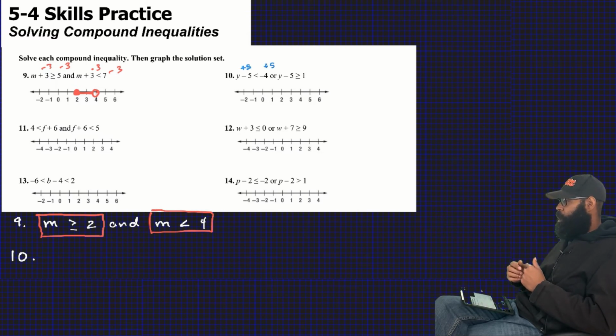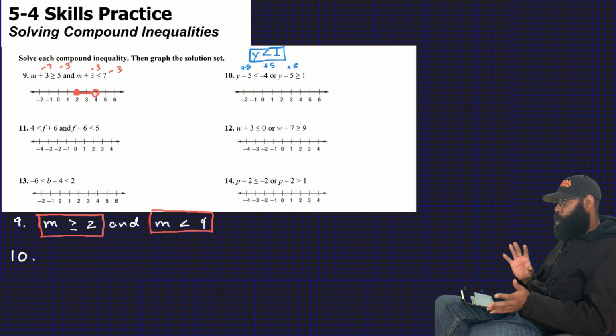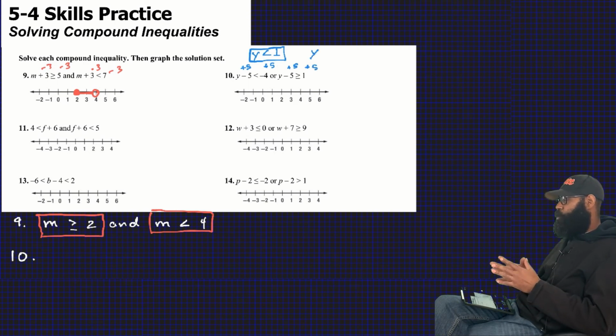We're okay with that. For 10, to get y by itself, add 5. Now we're going to get y is less than 1. I can go for it right now. Boom. Do I want to graph it now? Ooh, slow down. Get the other one. Add 5 to both sides for y minus 5. So now y is going to be greater than or equal to 6. I've got my 2 solutions.